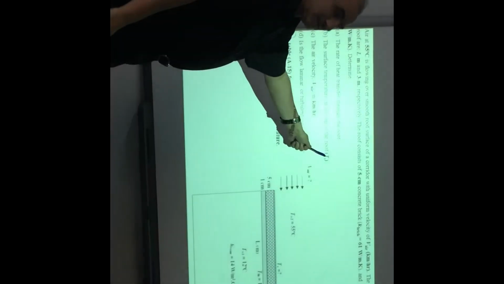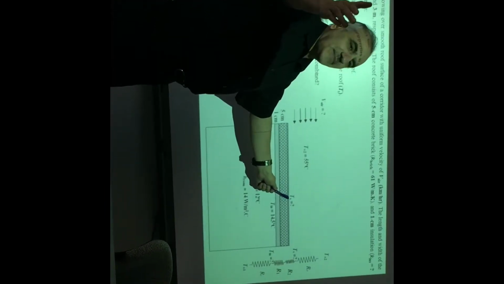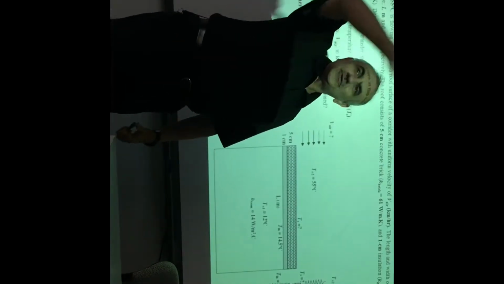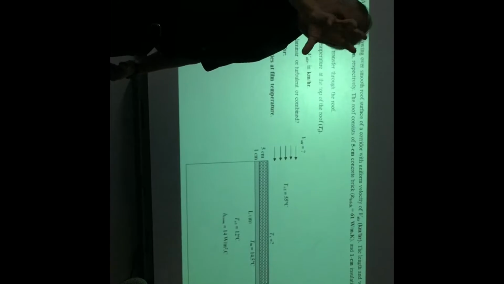Part B, find what? Assume TS, let's say in your case, for example, 30. 30 plus 55 divided by 2. Go to the table, 15, and at this temperature, at the average temperature, find all the properties.